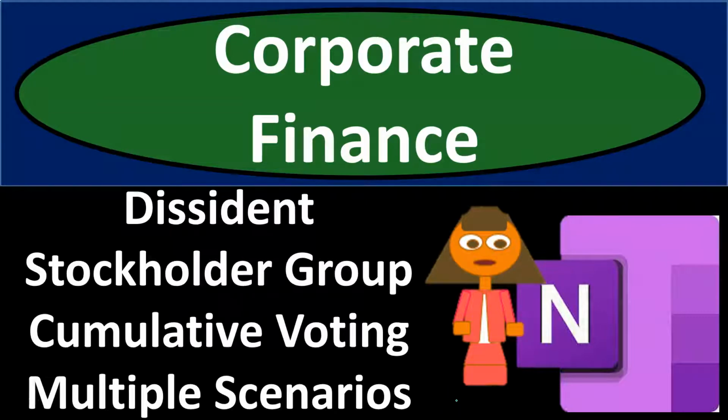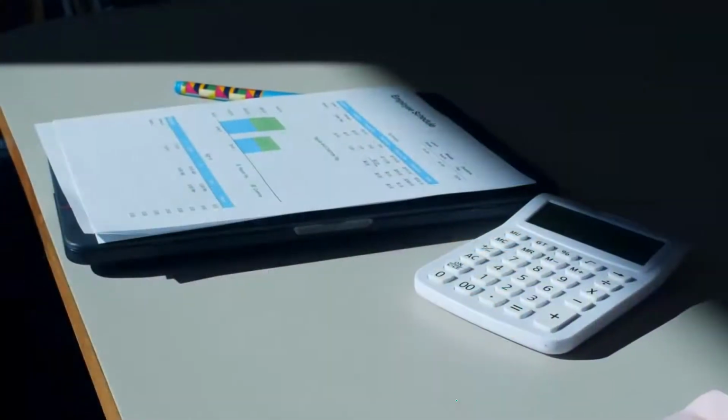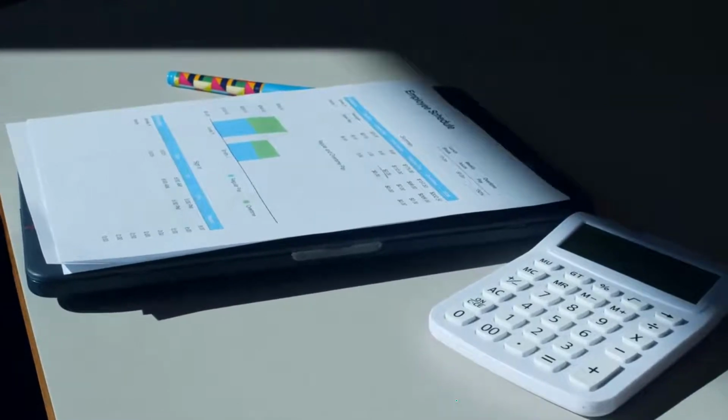Corporate finance practice problem using OneNote. Dissident stockholder group, cumulative voting, multiple scenarios. Get ready, it's time to take your chance with corporate finance.